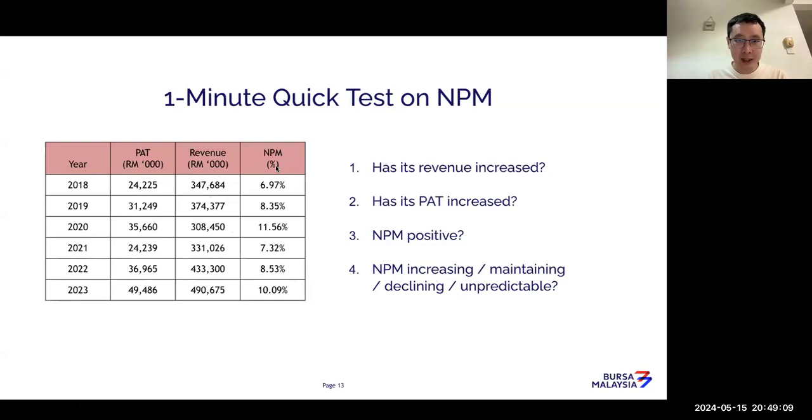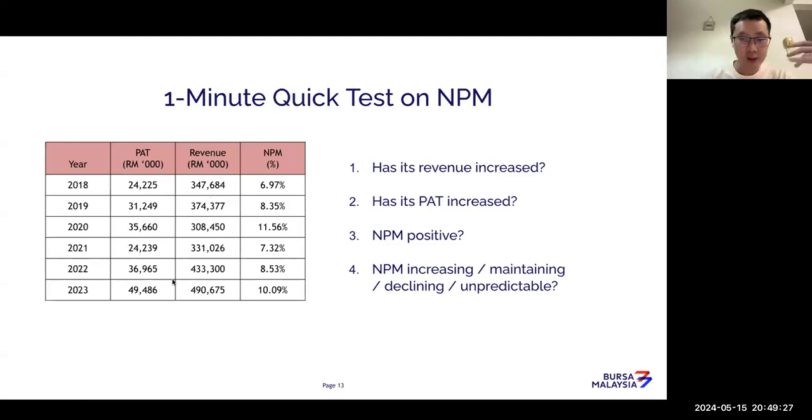Number three, in terms of net profit margin, this is the pattern that we see. Is it positive? Is it growing or not? Or is it declining? So all these things, answer this, okay? From there, we can actually see a certain kind of result.